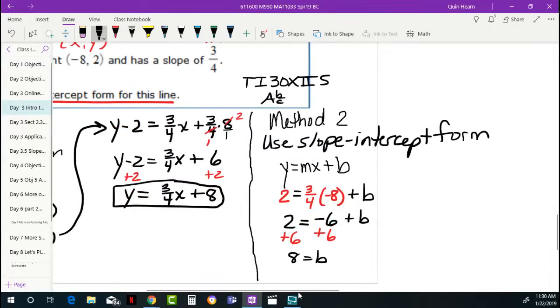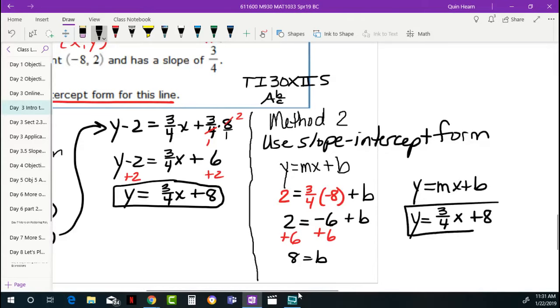All right, now the only downside to this method is sometimes people forget kind of what the goal is and they stop right there after they found b. But remember, we were asked to find the equation of the line. So what we need to do is plug into y equals mx plus b. We now know m was 3/4 and b was 8. So y equals 3/4 x plus 8. And you see we got the same answer that we did a minute ago.